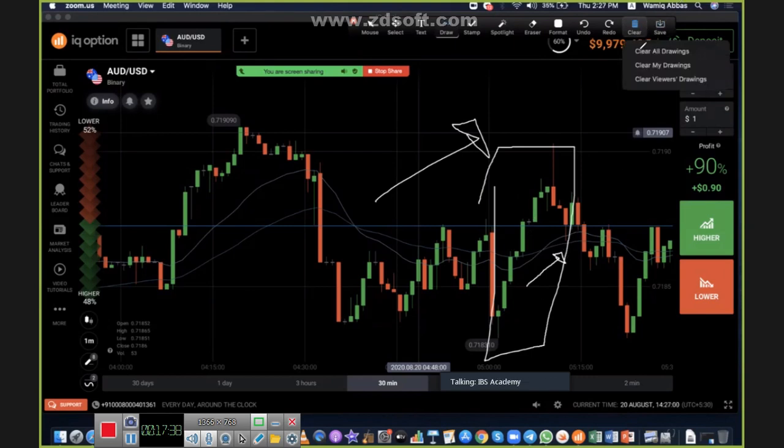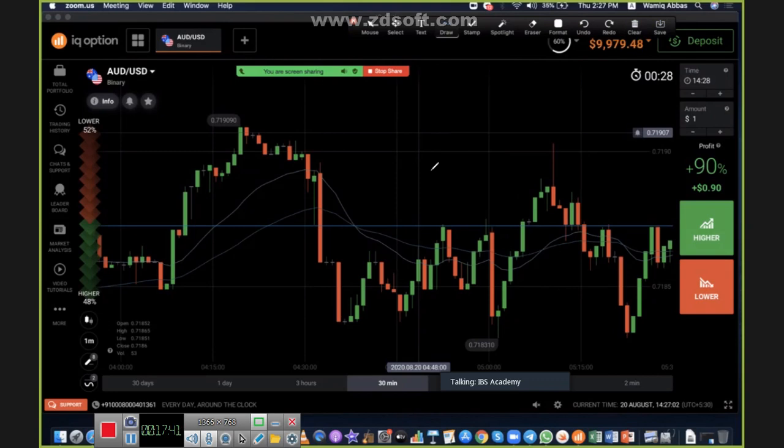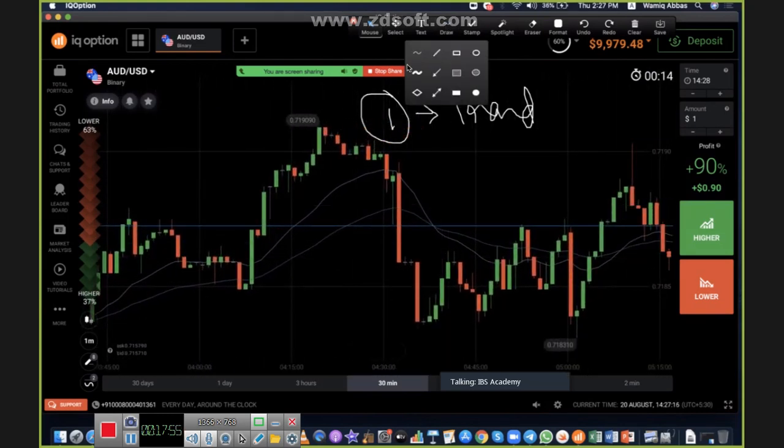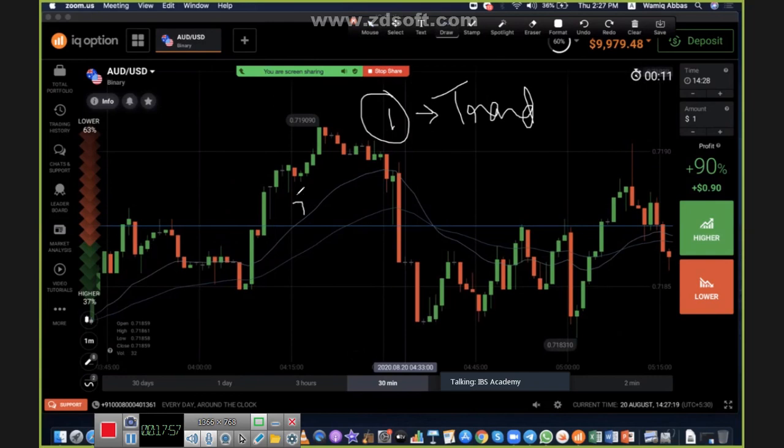So the use of moving average can be determined. First of all, it will help us to determine what type of trend it is. Okay? If the candles are above the moving averages and the moving average lines are below the candles, that is an uptrend. It will help you to find out what type of trend it is, correct?